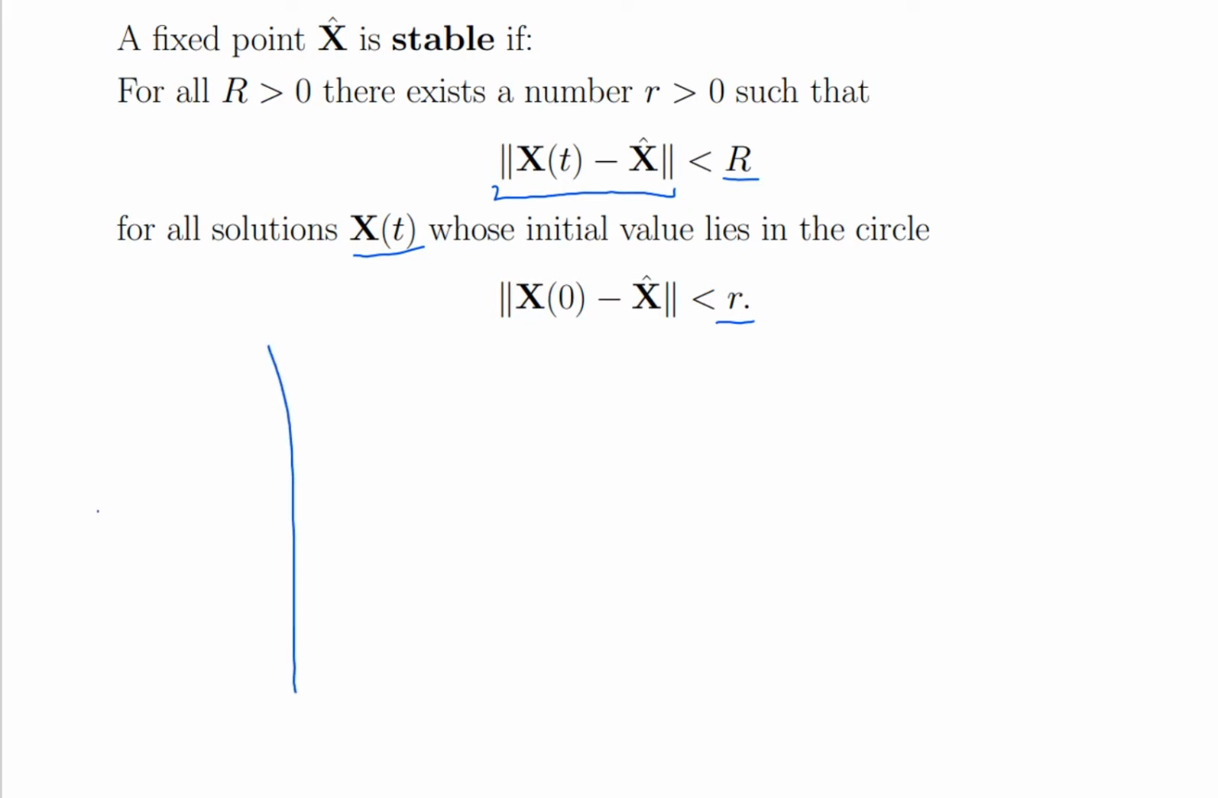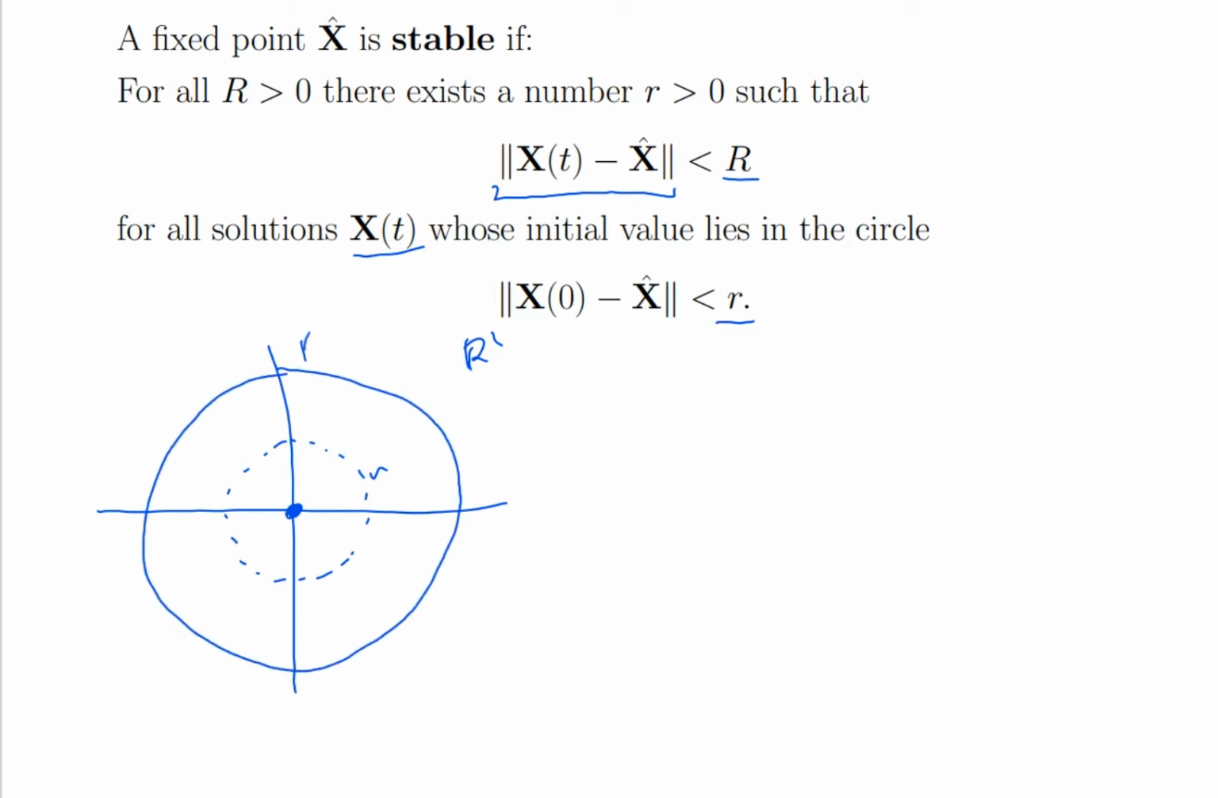I'll draw it as if the system was in 2 dimensions. But of course it would apply in any dimension, and here will be the fixed point. I'll just imagine it's at the origin, but it could be anywhere. So there are 2 circles here. It's going to be a circle of radius little r and a circle of radius big R. And what the definition says, for any number big R, I can guarantee that I'll stay inside that circle forever, provided I start within the little circle.